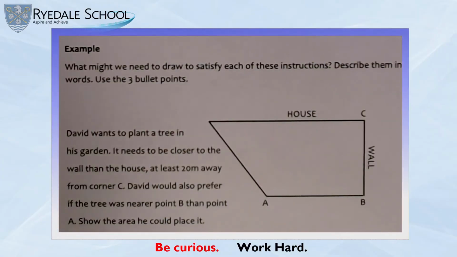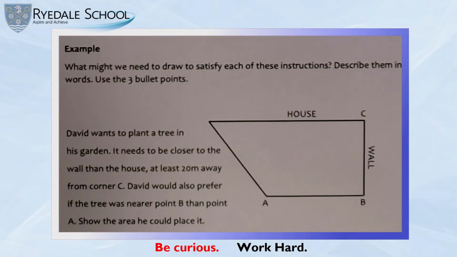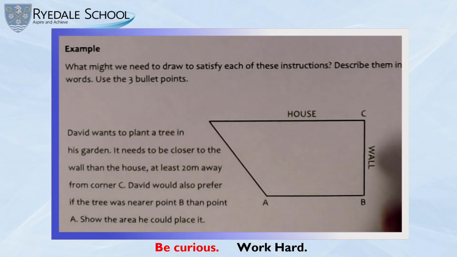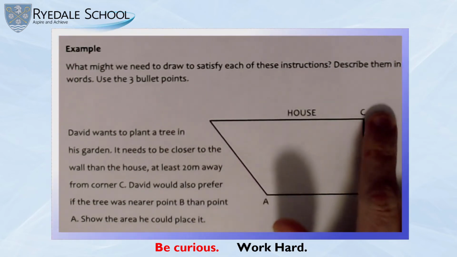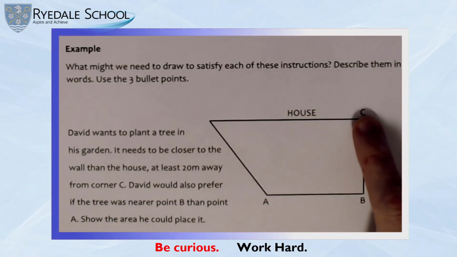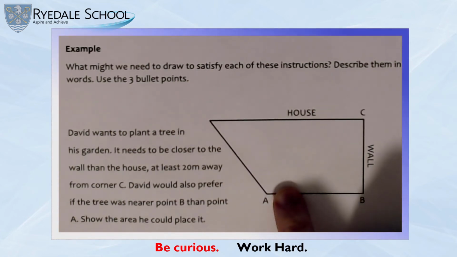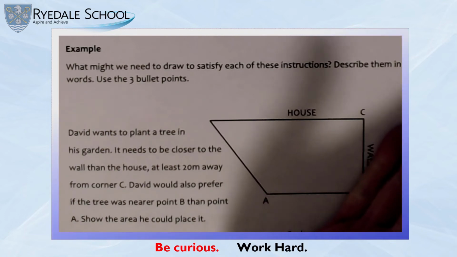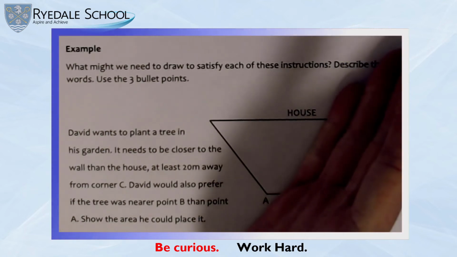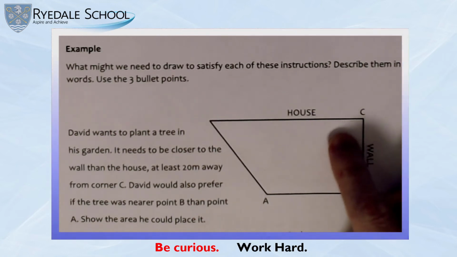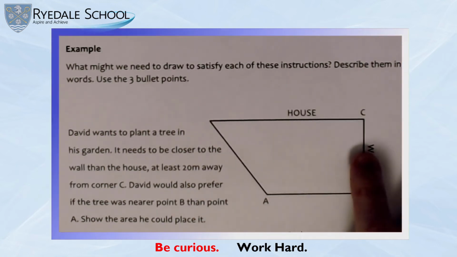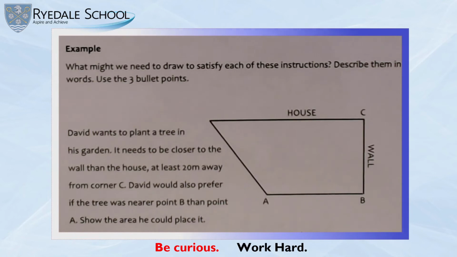So, interpreting that it needs to be closer to the wall than the house. So we are closer to this line than this line. We are going to be drawing an angle bisector, and then it will be this side of the angle bisector that is closer to the wall. Remember, all the points along the bisector would be the exact same distance.